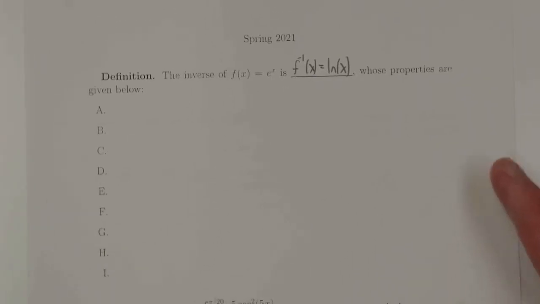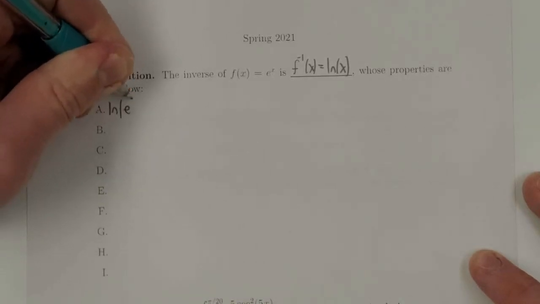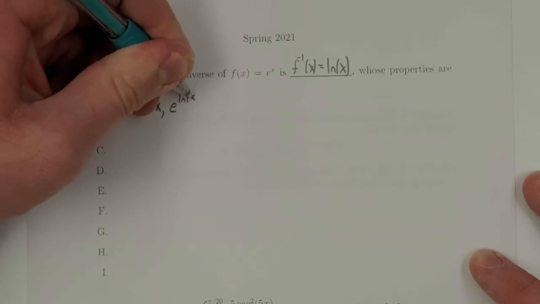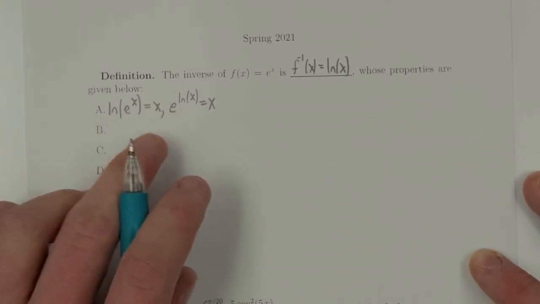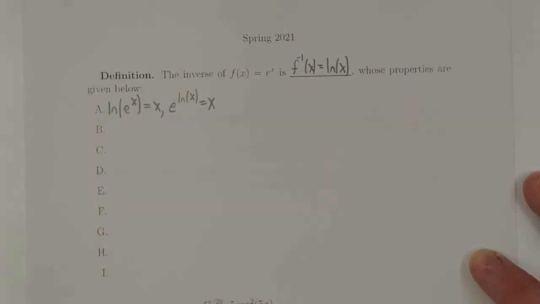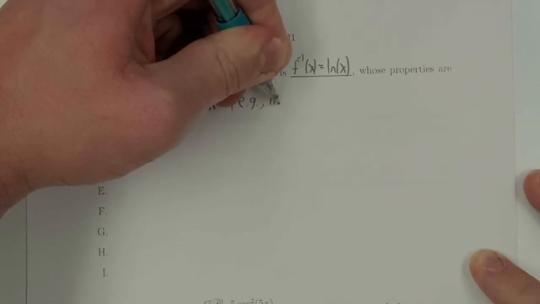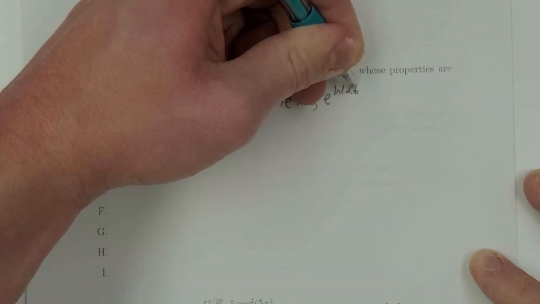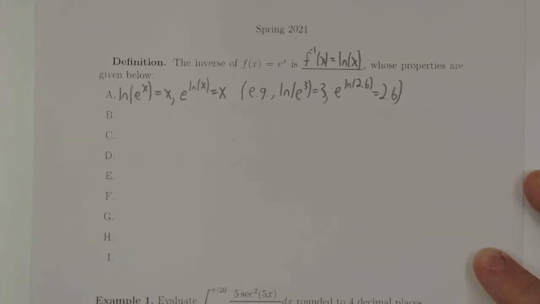And some important properties are given below. So we have natural log of e to the x equals x, and e to the natural log of x equals x. Okay, so these two properties just follow from the fact that e to the x and natural log of x are inverses of each other. That's all it says. Okay. So just as an example, natural log of e cubed equals 3, and e to the natural log of 2.6 equals 2.6. So that's all that means.